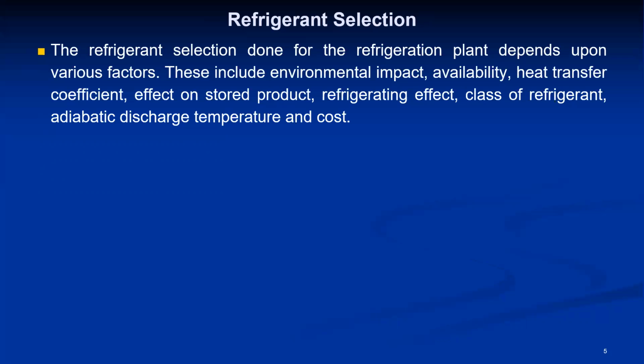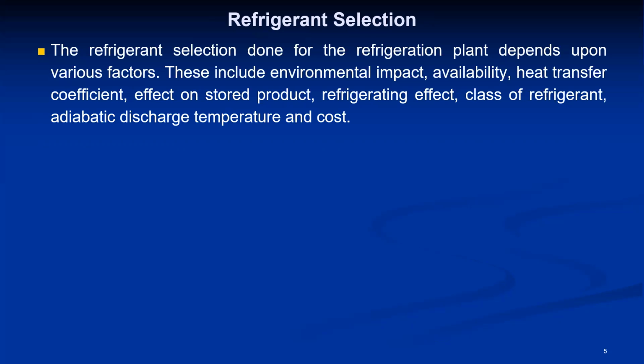Then the availability of the refrigerant, then the heat transfer characteristics, and the effect on stored products. In case of a leak, the refrigerant should not spoil the product. That consideration is also there. Then what is the refrigerating effect? Ammonia has the largest refrigerating effect per kg, so it requires less mass and consequently less power consumption. So the latent heat of the refrigerant is also important. The class of refrigerant, various classes are there: halocarbons, hydrocarbons, natural refrigerants. These classes also need to be considered.